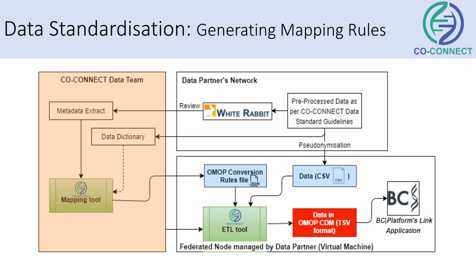As the next step of the data standardization, the data partner will send the White Rabbit output or metadata extract and the data dictionary to the CoConnect team. The CoConnect data team will use these files as an input to the CoConnect mapping tool and generate the OMOP conversion rules file. Think of this file as a document containing guidelines for OMOP conversion.